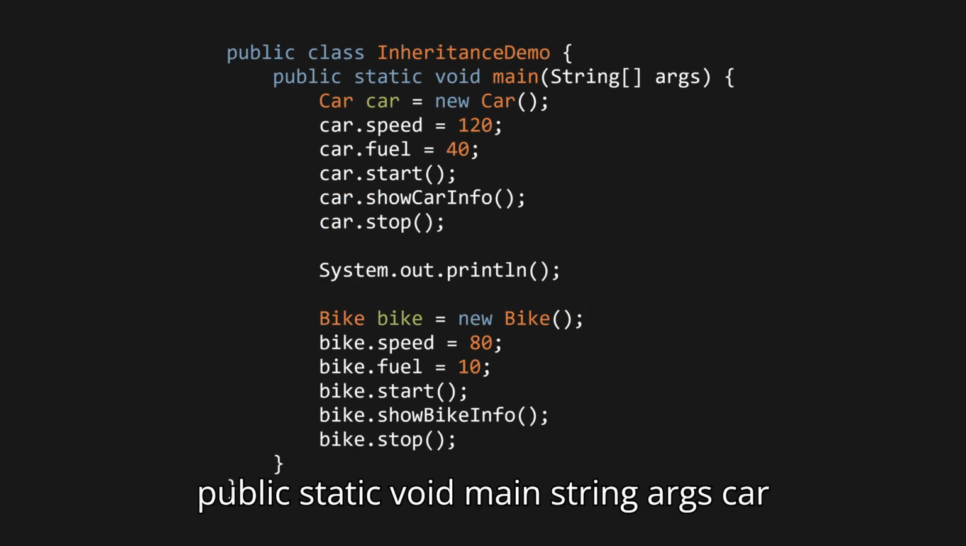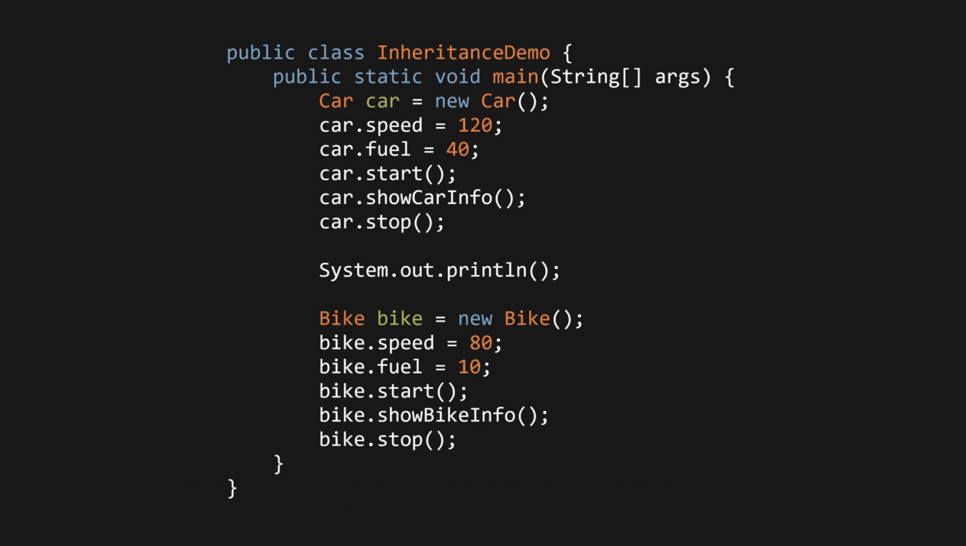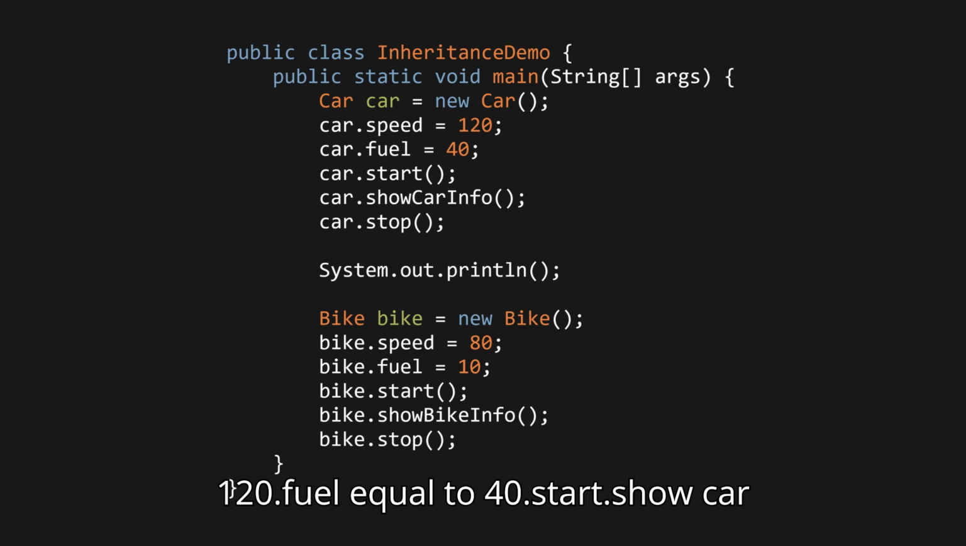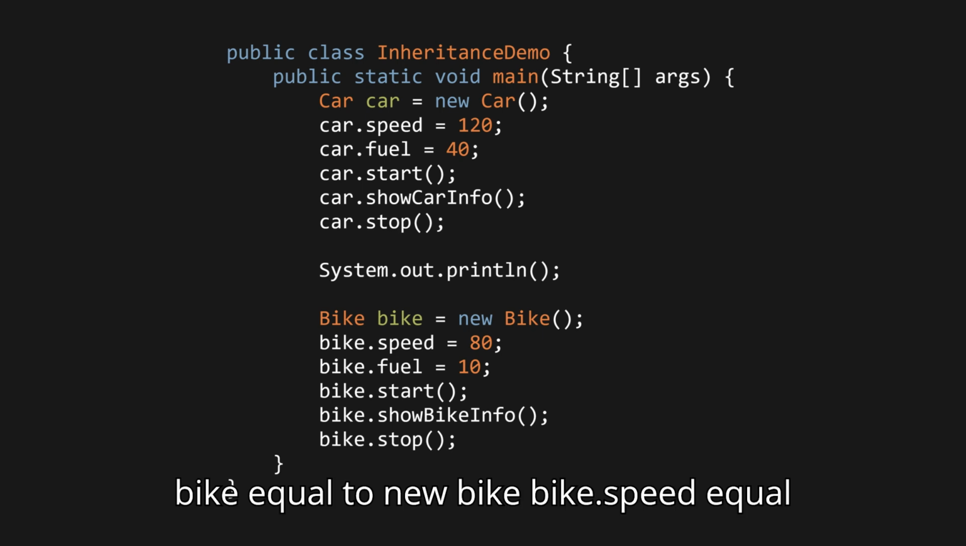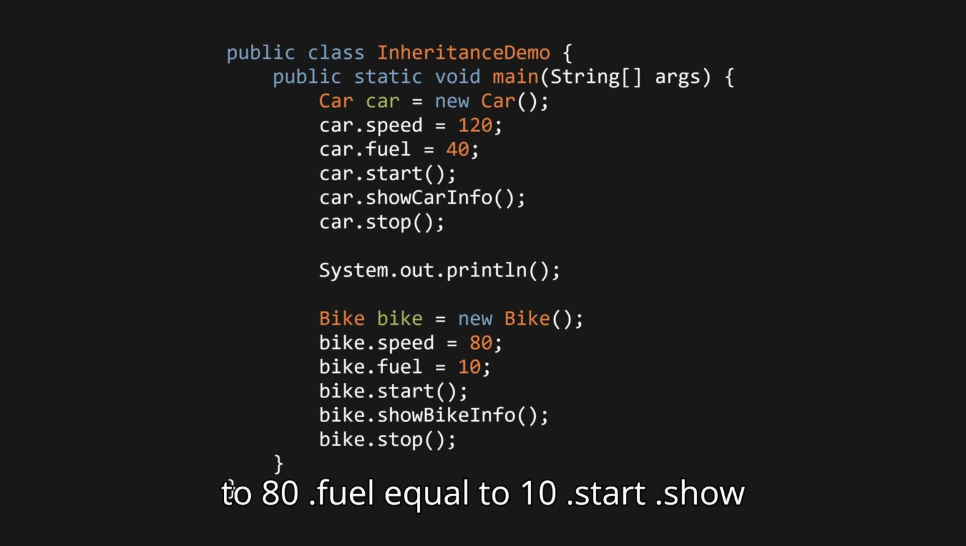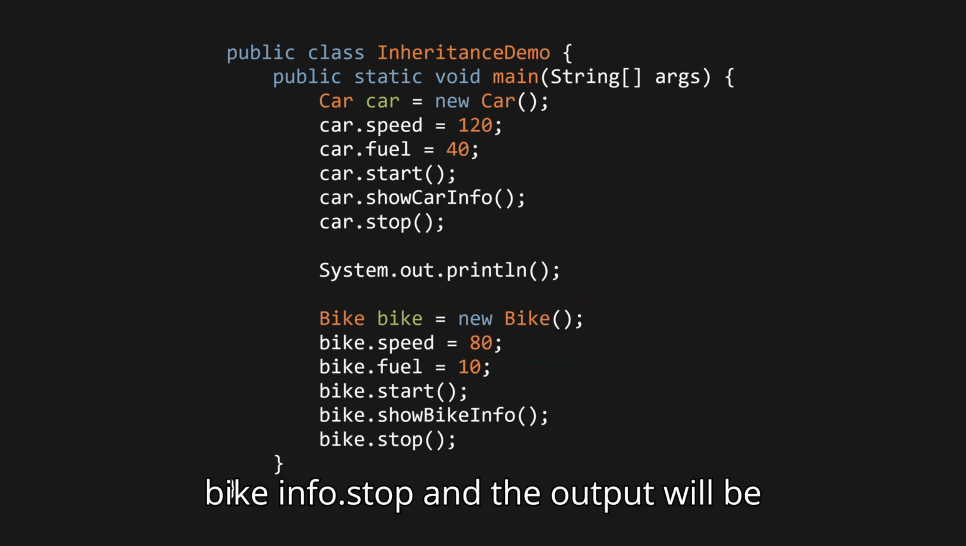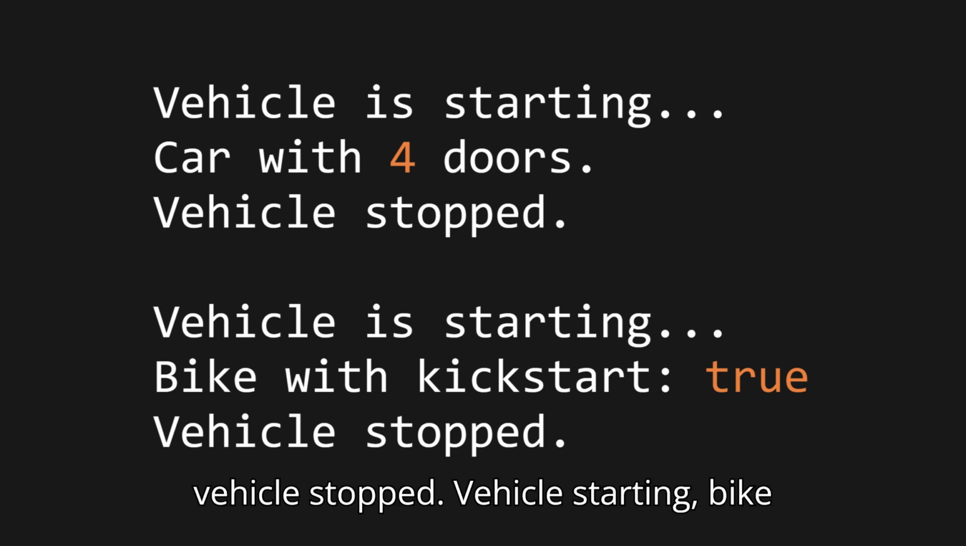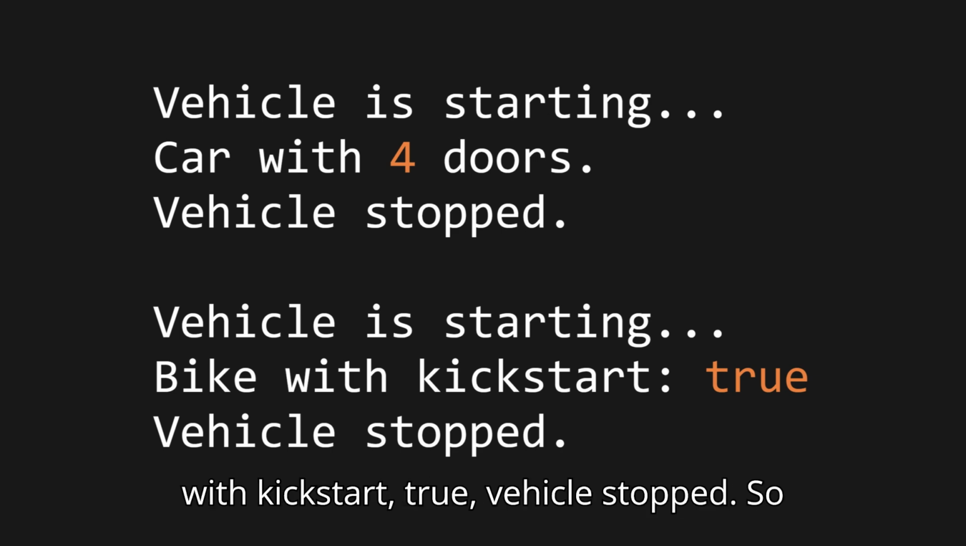Public class InheritanceDemo, public static void main(String[] args), car = new Car(), car.speed = 120, car.fuel = 40, car.start, car.showCarInfo, car.stop. System.out.println, bike = new Bike(), bike.speed = 80, bike.fuel = 10, bike.start, bike.showBikeInfo, bike.stop. And the output will be: Vehicle is starting, car with 4 doors, vehicle stopped. Vehicle is starting, bike with kickstart true, vehicle stopped.